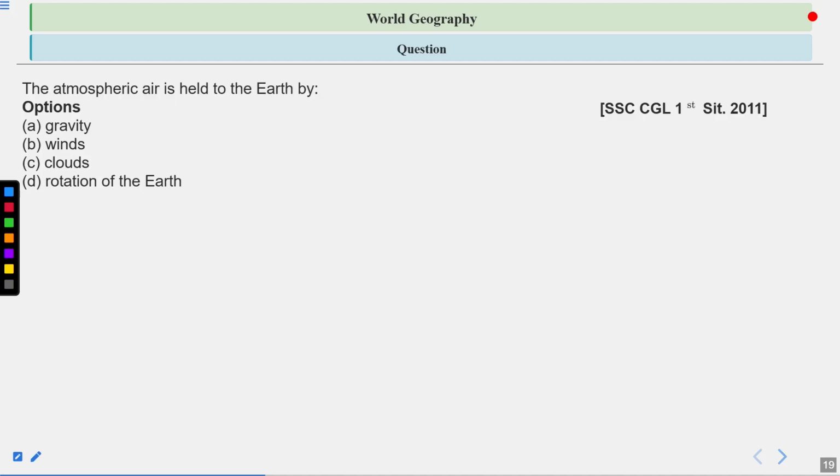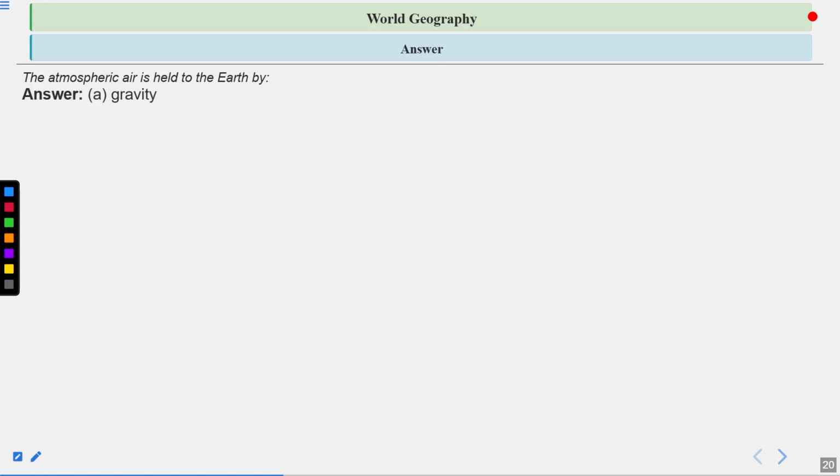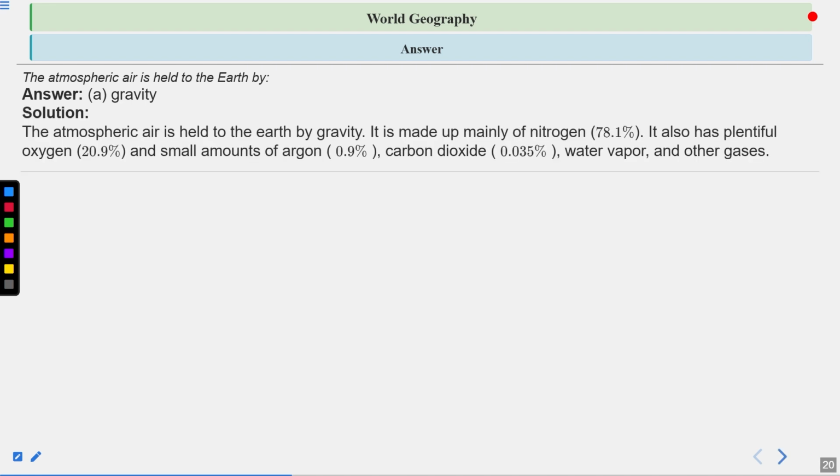The atmospheric air is held to the earth by: gravity, winds, clouds, rotation of the earth. The earth's atmosphere is held by gravity. The atmospheric air is held to the earth by gravity. It is made up mainly of nitrogen, 78.1%. It also has plentiful oxygen, approximately 21%, and a small amount of argon, 0.9%, carbon dioxide, 0.03%, water vapor, and other gases. Do remember that the atmosphere is held by the earth because of its gravity.